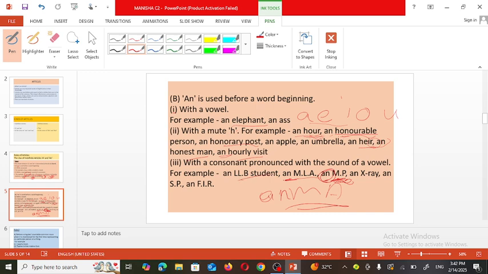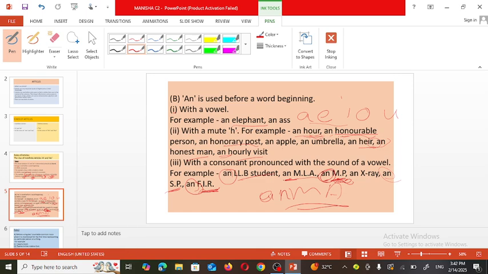Similarly, LLB student, LLB. It's not L, it's L. So article an is there. FYR, a. So wherever the spelling sounds with a vowel, article an will definitely come before that. SP, he is SP of this area. So before this post, we can use article an. I hope you are able to understand the difference between using article a and an.